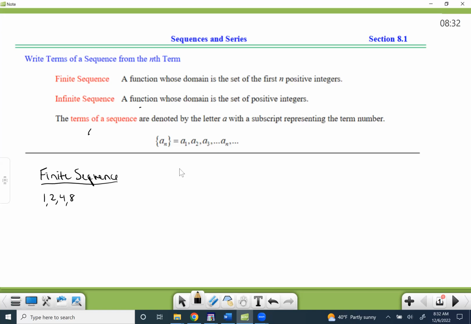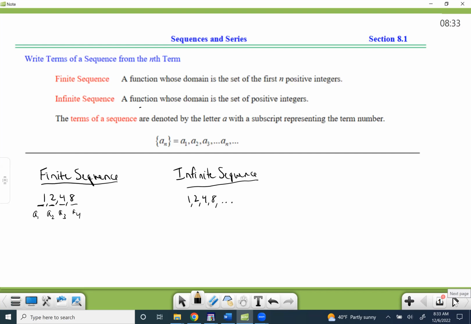Okay. For an infinite sequence, you could have the same exact numbers, but the only thing that would make it infinite is the ellipses at the end. So once you see the dot, dot, dot at the end, then just assume that this keeps on going forever. Okay. Now, as you can see listed right here, we're going to denote the terms using a with some subscript. So for example, this is the first term, so that would be a sub 1. This is the second term, so that'd be a sub 2, a sub 3, and a sub 4.